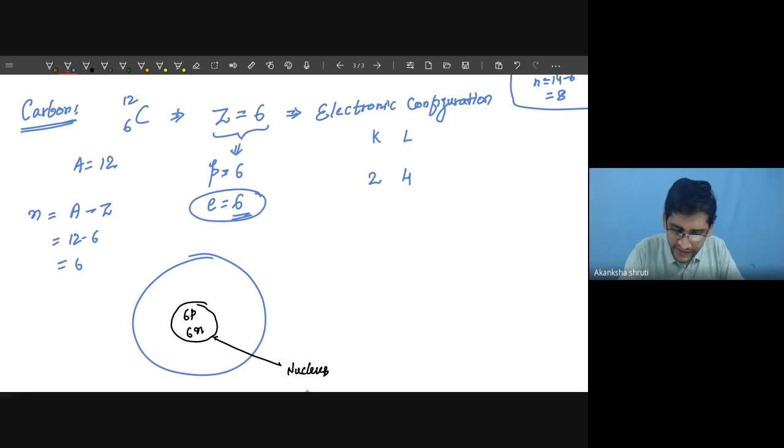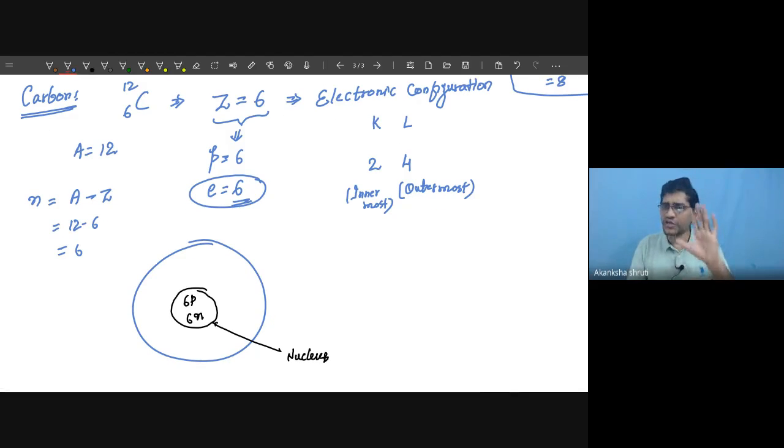Here we are observing K is the innermost, and the second, L, is the outermost. For drawing the atomic structure, I need to draw 2 circular paths around this nucleus. So let us consider this as the first circular path. Name this as K. This is our K shell, where we are starting. It is a closed path.